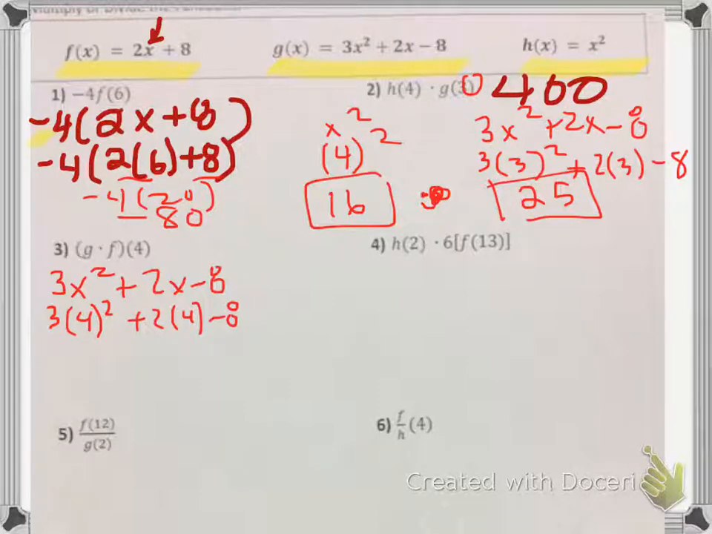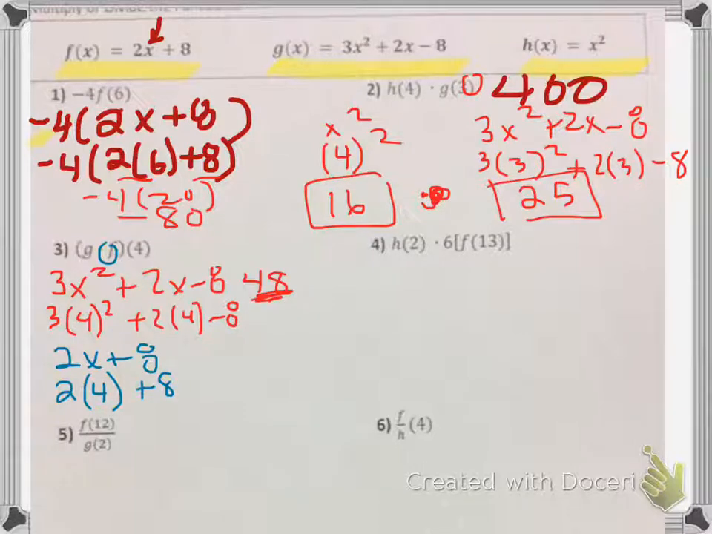And when I did that, I got 48. So my first number is going to be 48 that I'm going to use to multiply together. The second number I'm going to use is going to come from substituting in 4 into the f function. So I'm going to grab the f function now, which is 2x plus 8. I'm going to put 4 in place of the x, so 2 times 4 plus 8. 2 times 4 is 8. 8 plus 8 is 16.